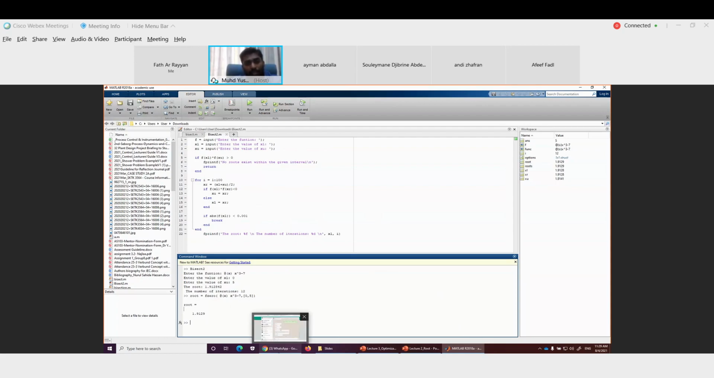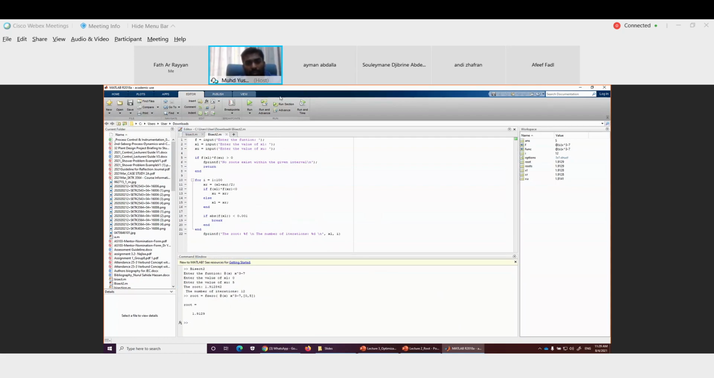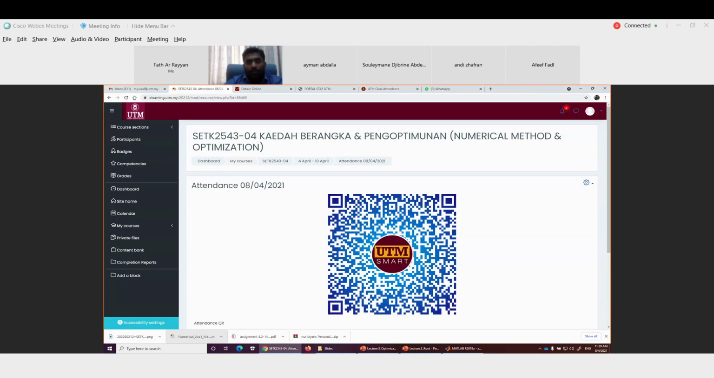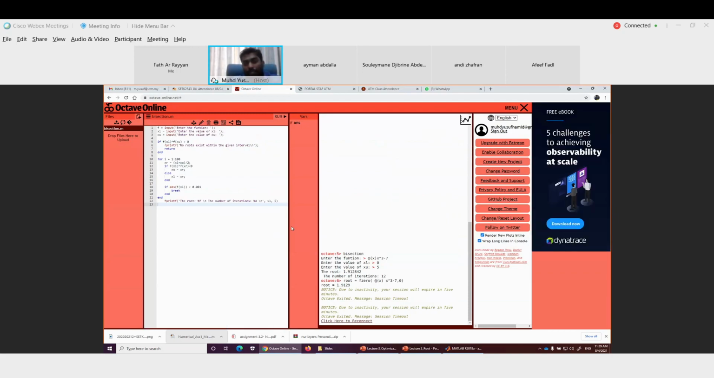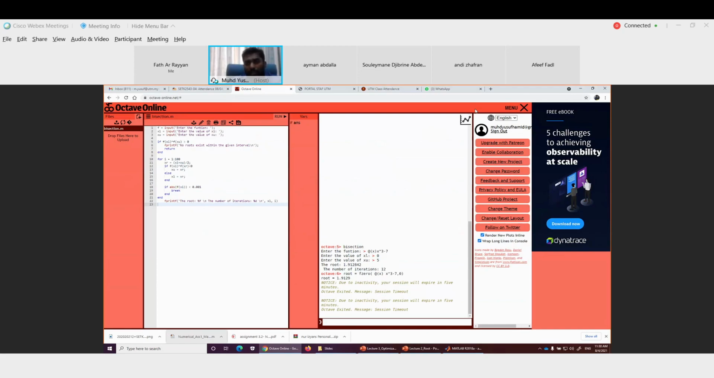If you don't really have it, you can also use Octave. Octave Online you can use online, so you don't need any kind of license for it. I tried to use the same function that I use in MATLAB, the same system that I have, and I input it into Octave Online, and it does work. The only thing is you have to register, but basically it's just from a Google account or anything, so it's okay.